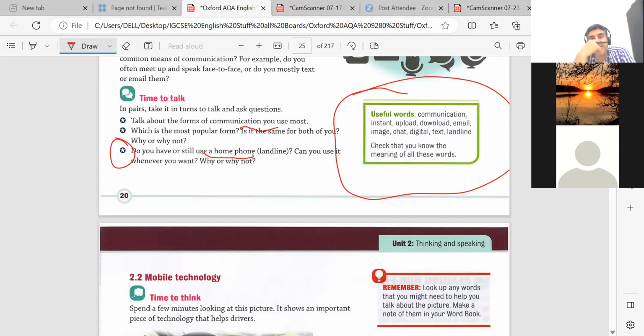What does instant mean, Khalid? Fast, for now, at the moment. Like urgent, immediate. In other words: upload, download, chat, digital, text, landline, type.